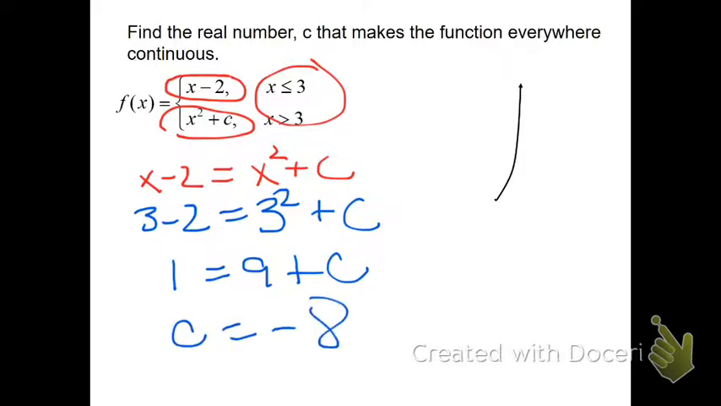Now what the heck does that mean? Okay, that's my answer. I'm done. C is negative 8. But what it means, if we go back to the original problem here, if c was negative 8, then this bottom piece of the function becomes x squared minus 8, which is a parabola, down 8. This is a line, and at 3, where they meet, they're supposed to be continuous.